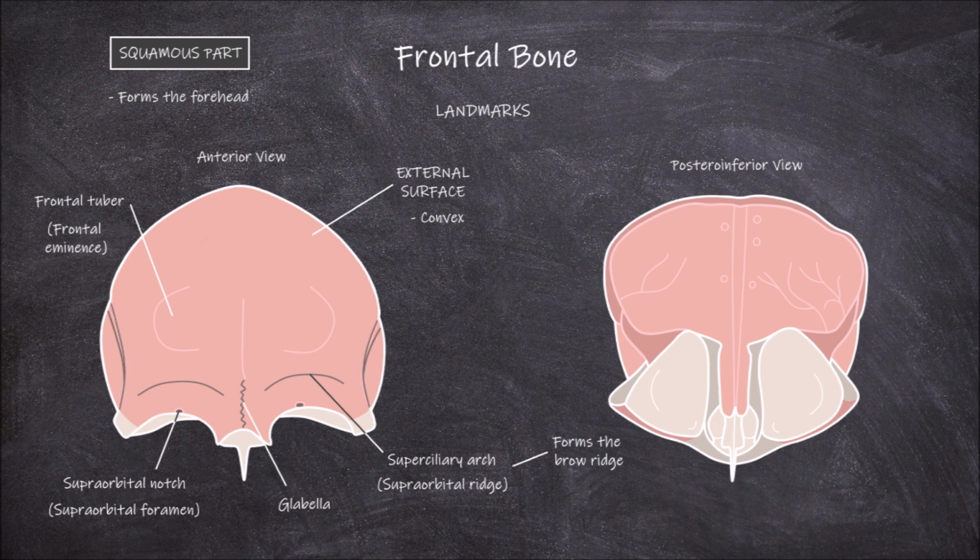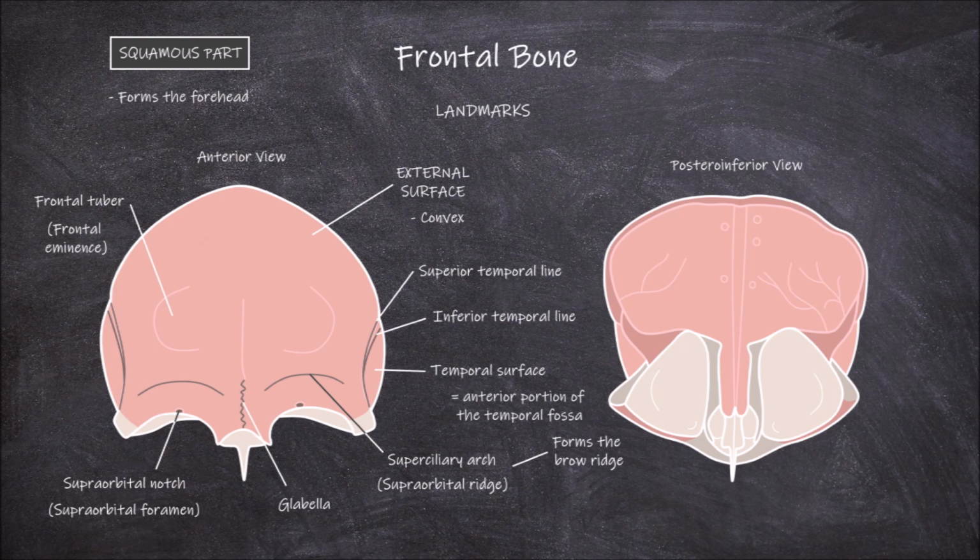A line runs from the zygomatic processes curving along the squamous part. This line splits into a superior temporal line and an inferior temporal line near the parietal bone that carry onto the parietal bones and then onto the temporal bones. The area under these lines is known as the temporal surface. The temporal surface of this bone forms the anterior portion of the temporal fossa, which is a shallow depression found on the temporal region of the skull.